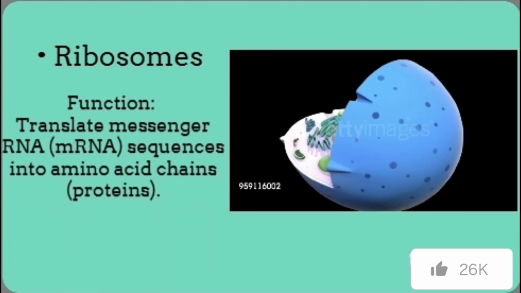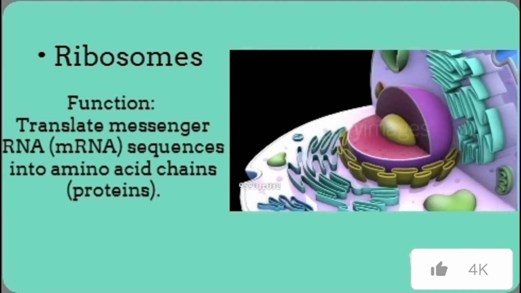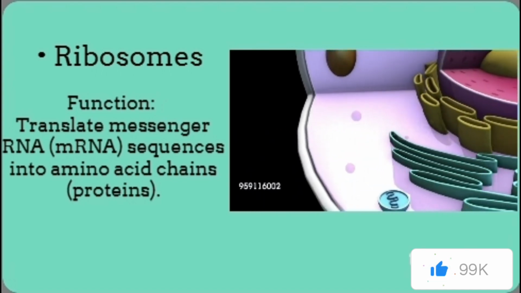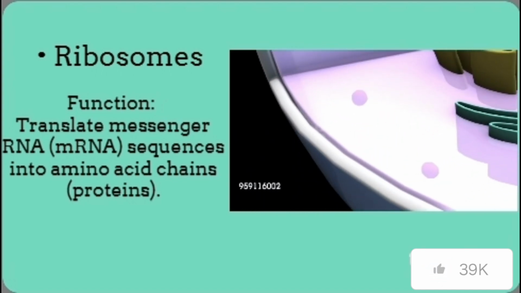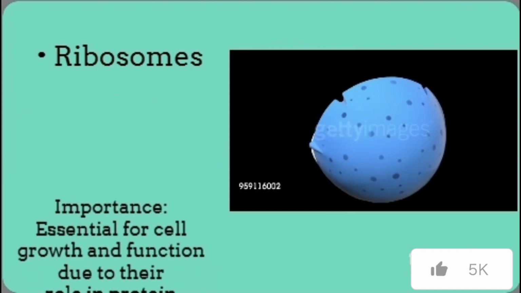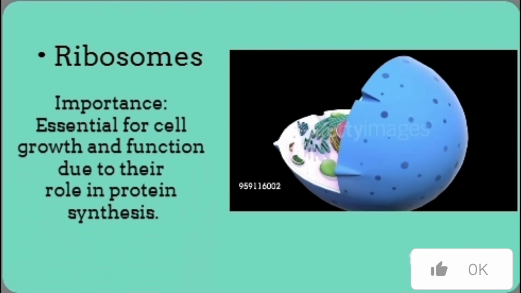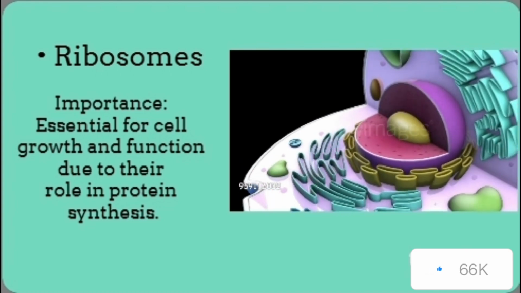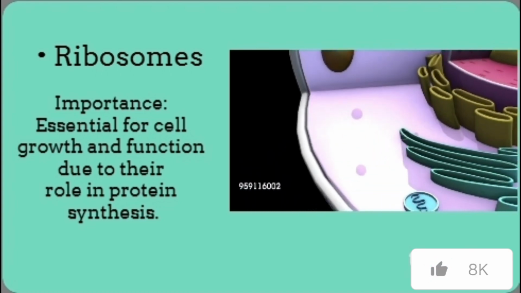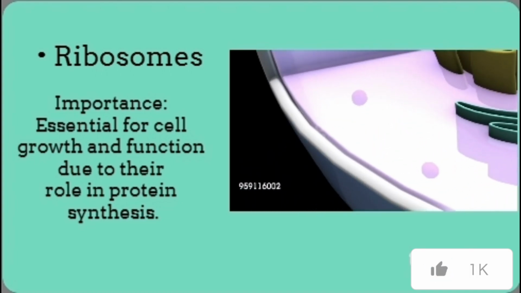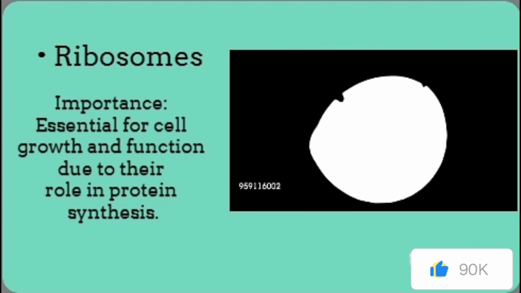Ribosomes function by translating messenger RNA, mRNA, sequences into chains of amino acids, thereby synthesizing proteins within the cell. Importance: essential for cell growth and function due to their role in protein synthesis. Ribosomes are like tiny protein factories inside cells, crucial for cell growth and function because they make the proteins cells need.